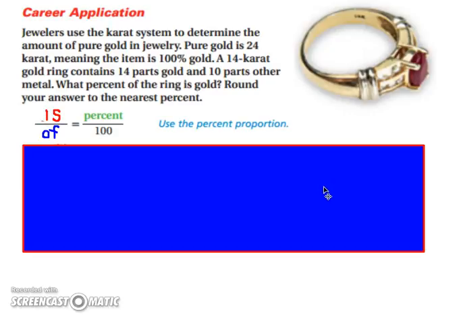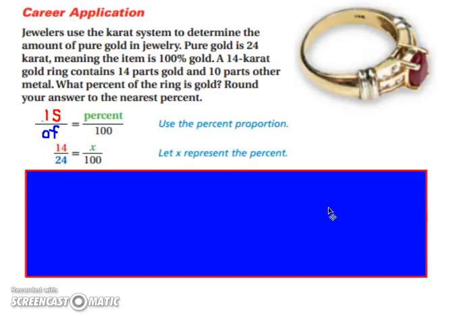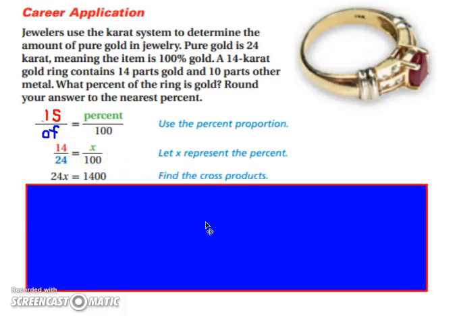Okay, so you have is over of equals percent over 100. So you have 14 carats to 24 carats equals x over 100. Well, your part to your whole ring, 100% of your ring is gold. Well, what if it is 14 parts? How much of that is your percent? So cross multiply. You have 14 times 100 equals 24 times x.